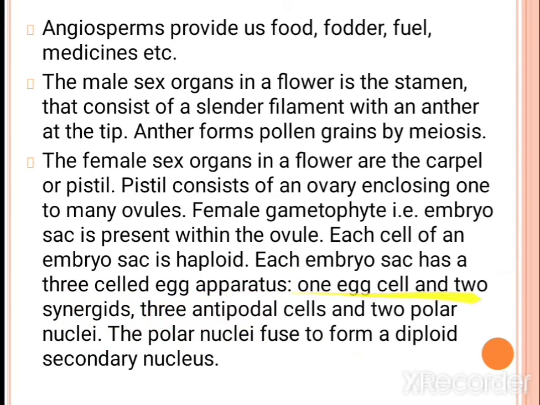And there are three antipodal cells and two polar nuclei. The two polar nuclei are present in the center. The antipodal cells are present opposite to the egg apparatus. The polar nuclei fuse to form the diploid secondary nucleus. This and all you studied in previous classes.